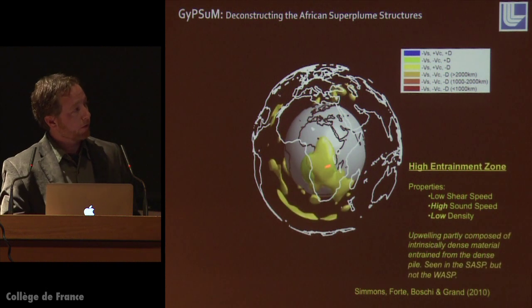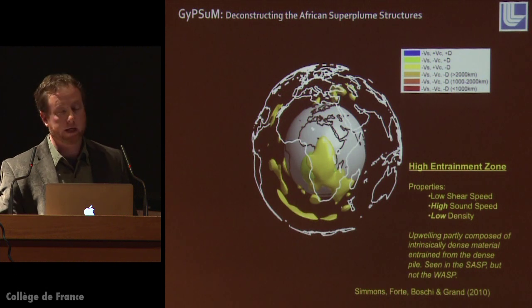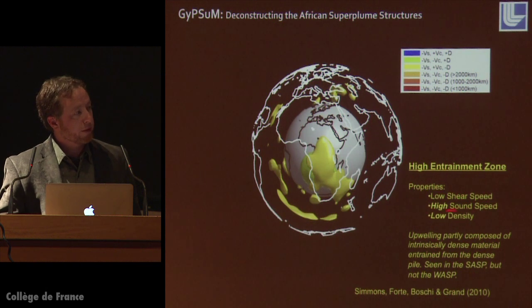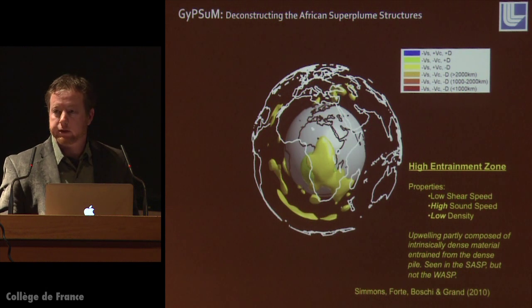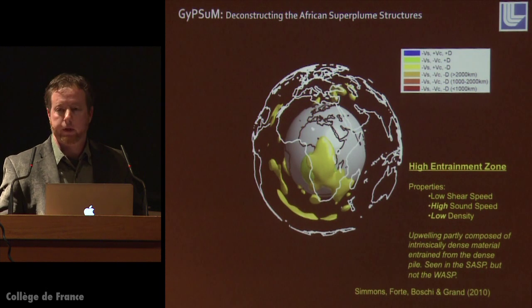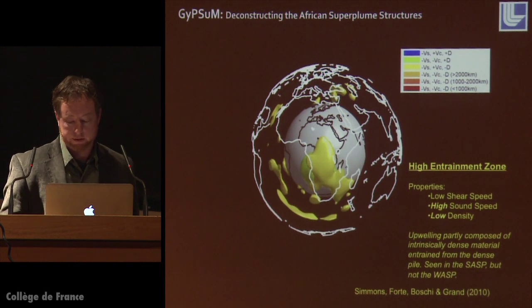Above this zone is what I call the high entrainment zone. This is where we have low shear speed still, high sound speed, and low density. Of course, the high sound speed suggests that it has a compositionally distinct material in it, but overall it's low density. It's still slightly buoyant, but it has an entrained high density material within it. So overall it's low density, but the high density material is there.